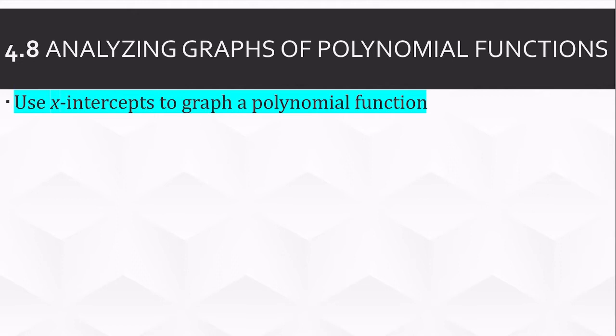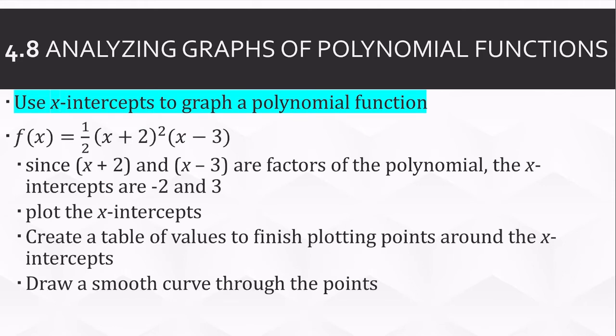We can graph a polynomial function a little bit easier if we know all the x-intercepts. Consider this function f of x equals 1/2 (x plus 2) squared (x minus 3). Since x plus 2 and x minus 3 are the factors, the x-intercepts are -2 from there and 3 from there. So what we'll do is graph the x-intercepts and create a table of values to finish plotting the points around the x-intercepts. And then we draw a smooth curve through the points.